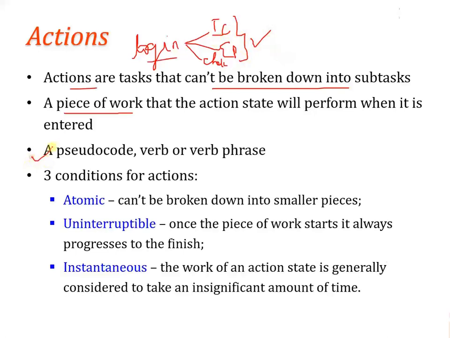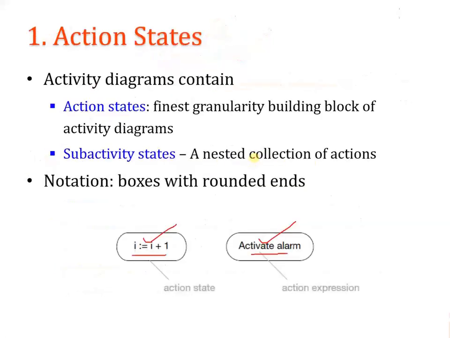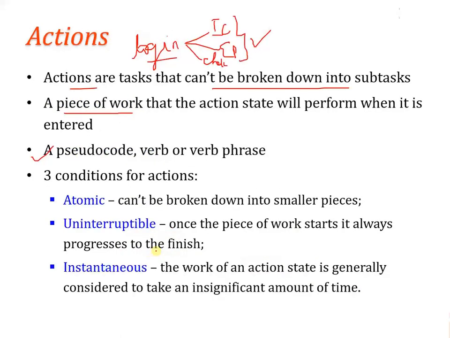An action can be either a pseudocode, a verb, or a verb phrase. As we have discussed, we can write the action name as "activate alarm", which is a verb phrase, or it can be simply an expression like pseudocode. Both are possible. There are three major conditions for actions.